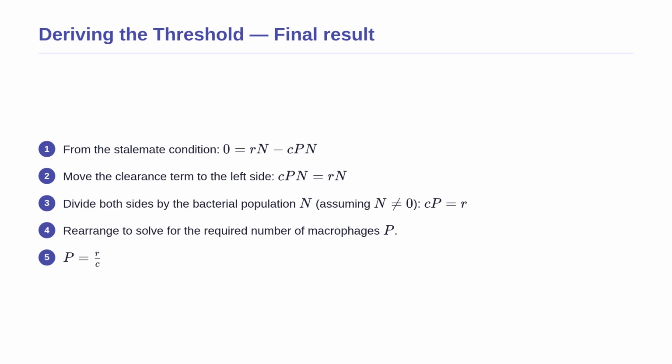Finally, we divide both sides by the clearance efficiency, C, to isolate P. This yields our final proven result. P equals R divided by C. We have mathematically proven the exact number of cells needed to prevent a full-blown infection.